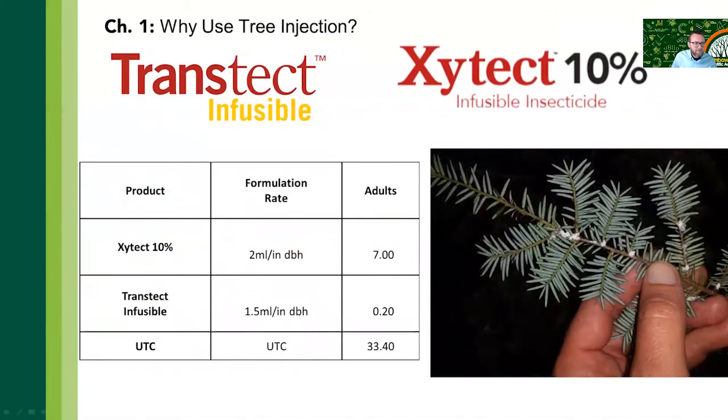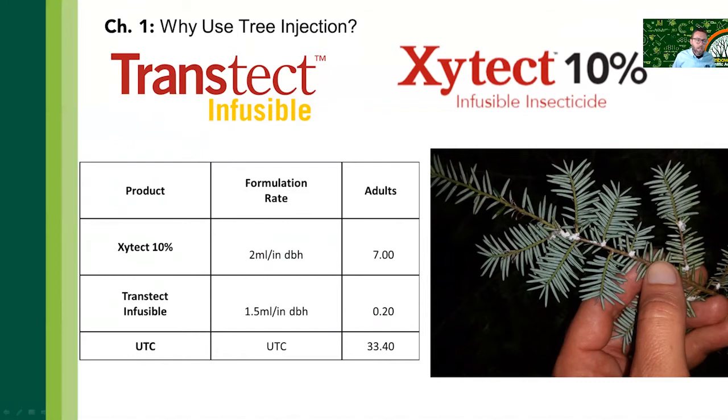And then the last invasive pest we're going to be looking at here is hemlock woolly adelgid. With hemlock woolly adelgid, you can use either Transtect infusible, which again is dinotefuran, or imidacloprid. In our case, this here is our Zytec 10%. What we're looking at here is the different products at different rates compared to our control. You can see we have a drastic difference in the amount of live adults when compared to control when using these trunk injected methods.